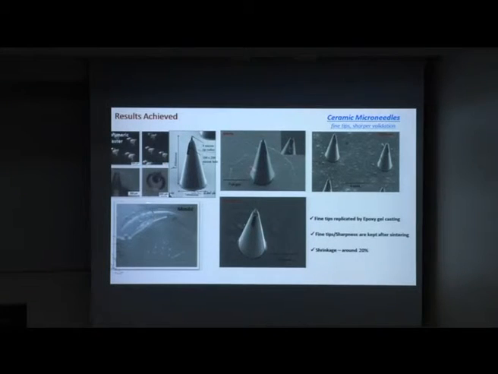And this is the replication in ceramic material. So this is in the green state, and here after sintering. And we can see that we can replicate even these fine parts, so the fine tip can be easily replicated in ceramic material. So with this step, we just validate that with this technology we can produce fine tips and sharpened microcomponents. The shrinkage after sintering is about 20%, which means that when we design the mold, we need to take into account the shrinkage of the material after sintering.